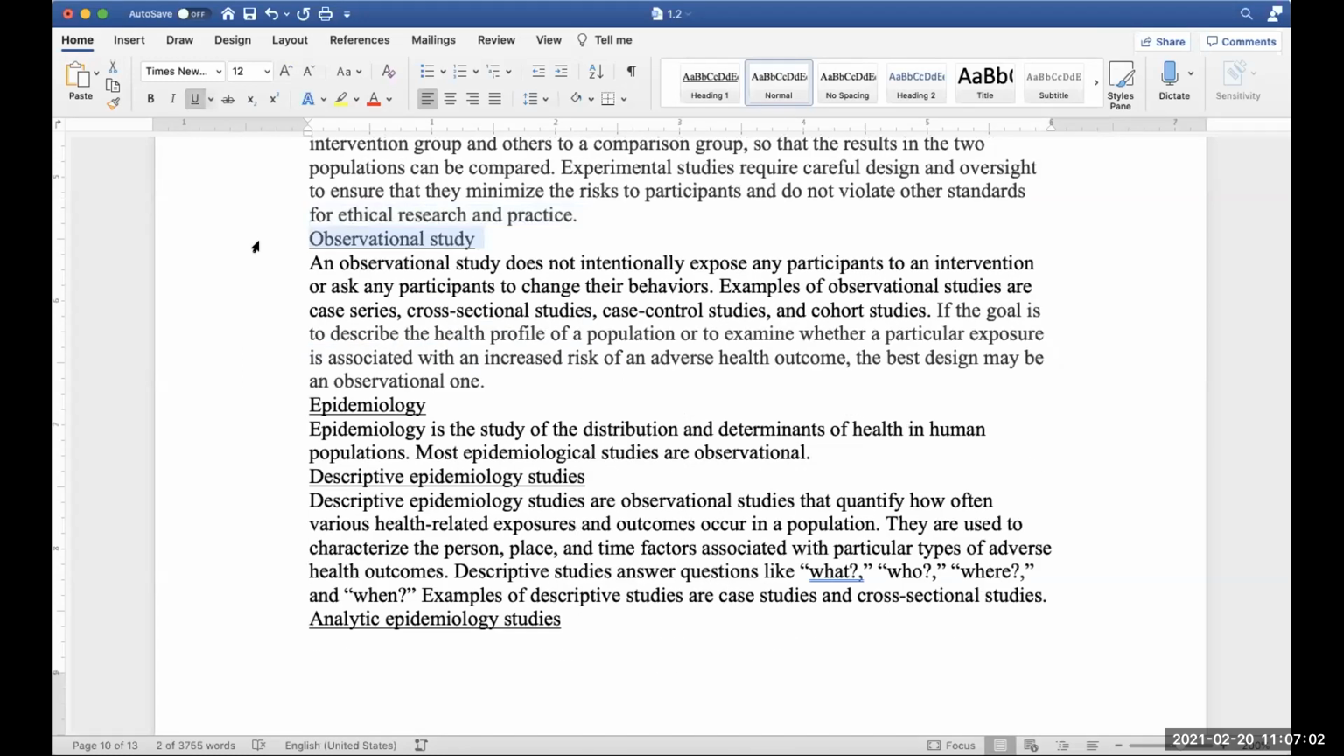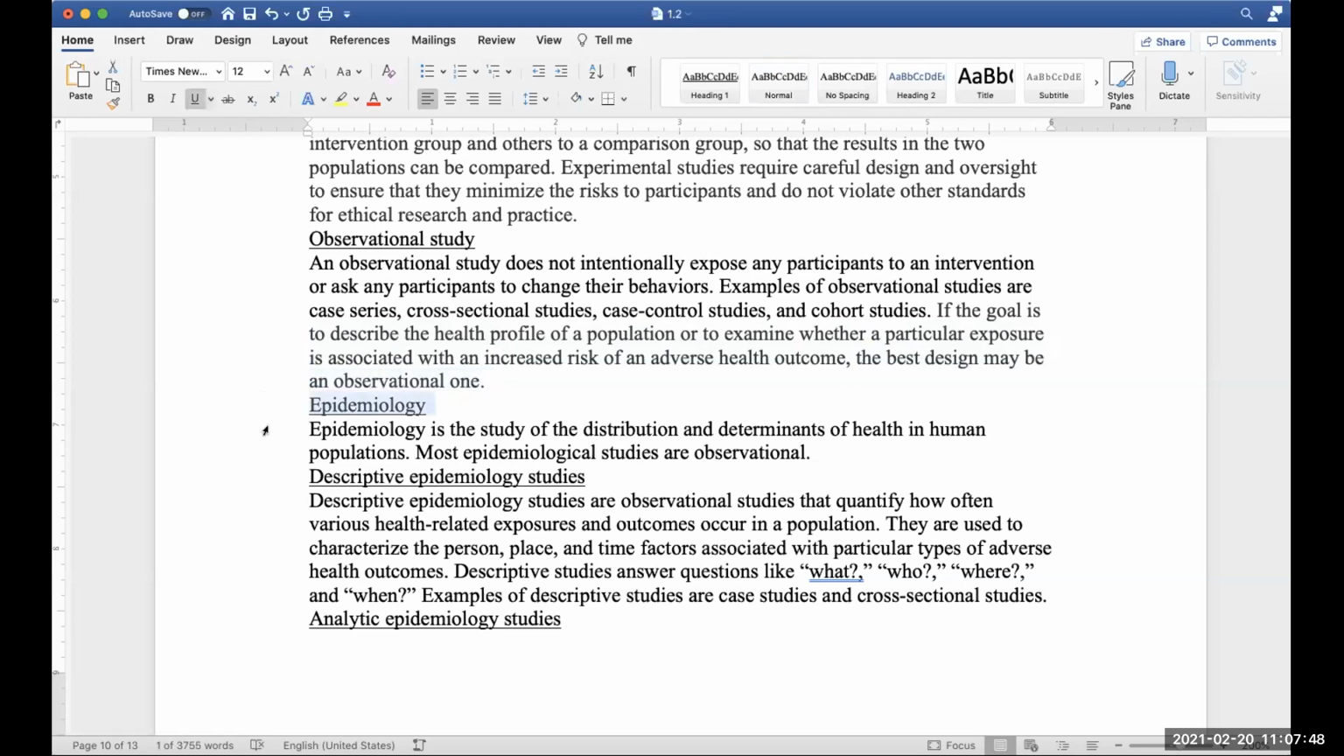So, observational studies. An observational study does not intentionally expose any participant to an intervention or ask any participant to change their behavior. Examples of observational studies are case studies, cross-sectional studies, case control studies, cohort studies. If the goal is to describe the health profile of a population or to examine whether a particular exposure is associated with an increased risk of an adverse health outcome, the best design is probably an observational one.